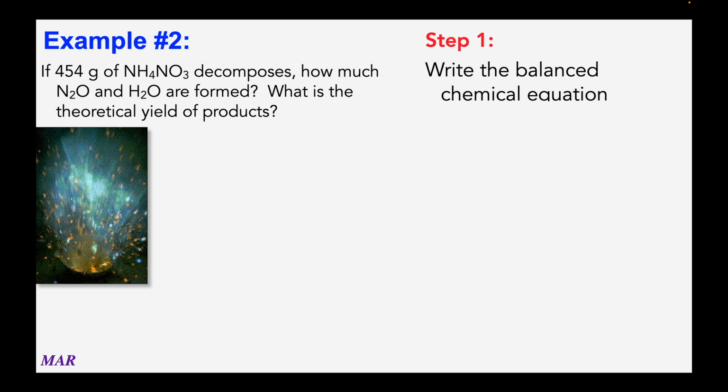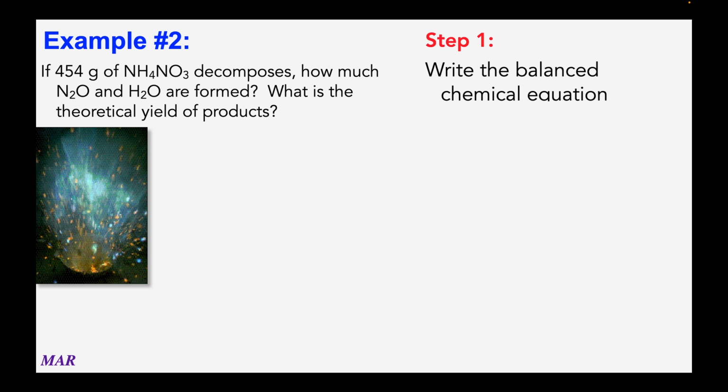But anyway, let's say that we're going to take 1 pound, which is 454 grams. And I didn't even put up pounds there because we don't want to use American units if we don't have to. But anyway, 454 grams of ammonium nitrate, and we're going to decompose it. And the question is how much N2O, dinitrogen monoxide, and water, H2O, will be formed. And also you can see there I tacked on what is the theoretical yield of the products, which we'll talk about here in a little bit.